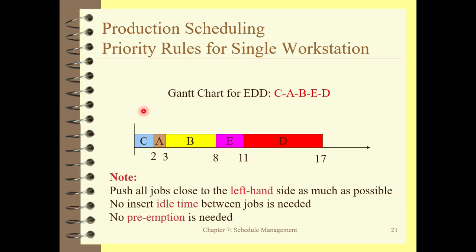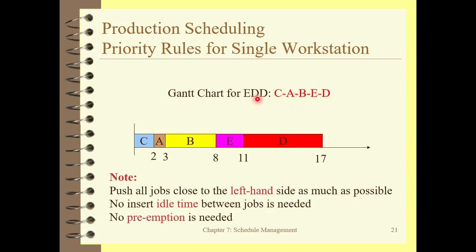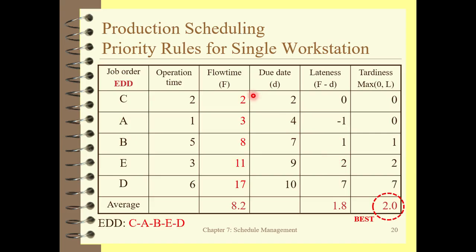For EDD, the Gantt chart is CABDE. Put it here, CABDE, and then the operation time of C is 2, A is 1, etc. For flow time, again, just copy it from the Gantt chart: 2, 3, 8, 11, 17. Mean flow time is equal to 2 plus 3 plus 8 plus 11 plus 17 divided by 5. You got 8.2. And put the due date for each job here.